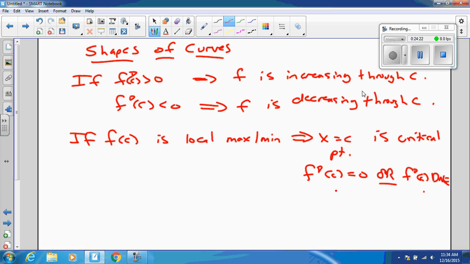We call these the critical points of the first type, and these the critical points of the second type. Can you explain that a little bit?